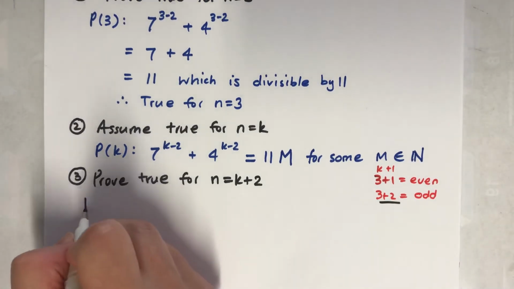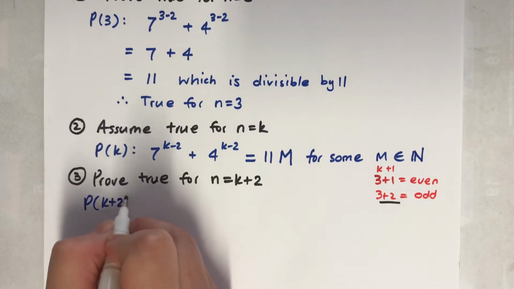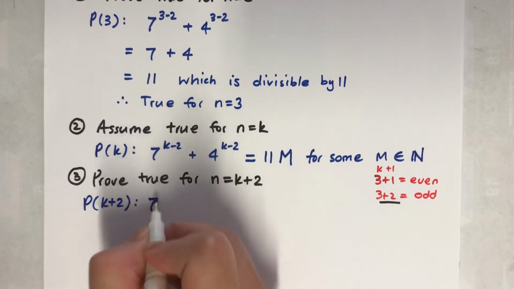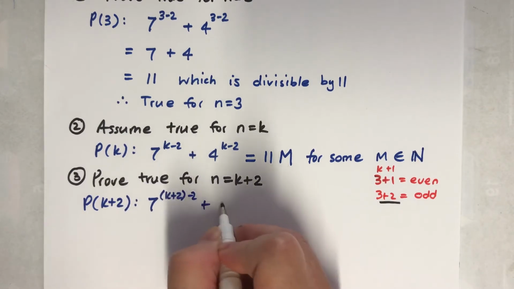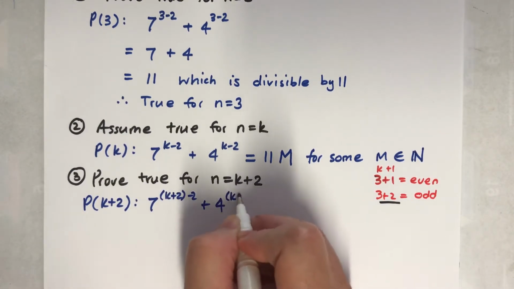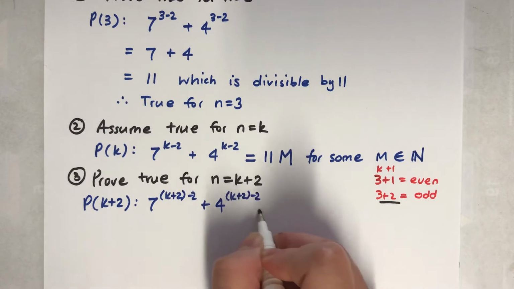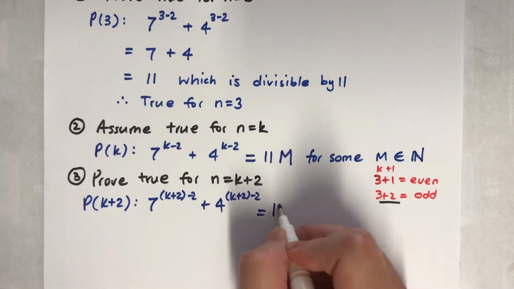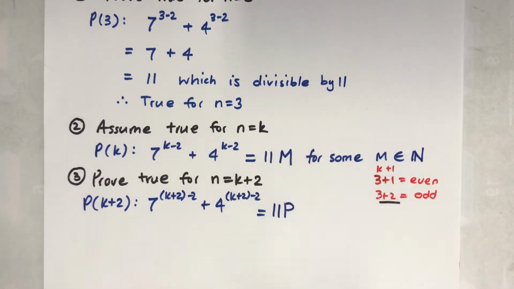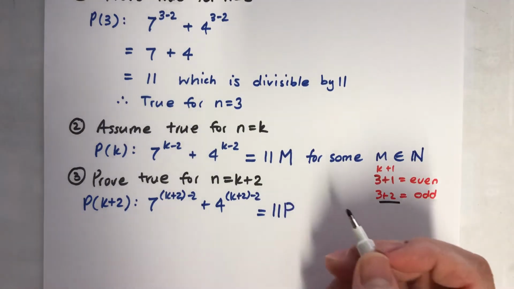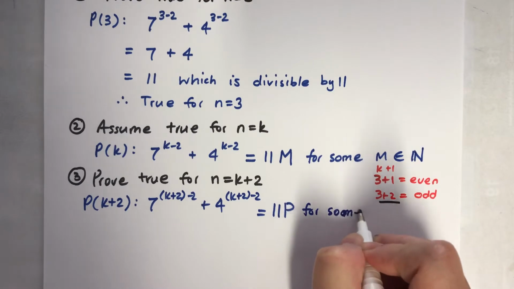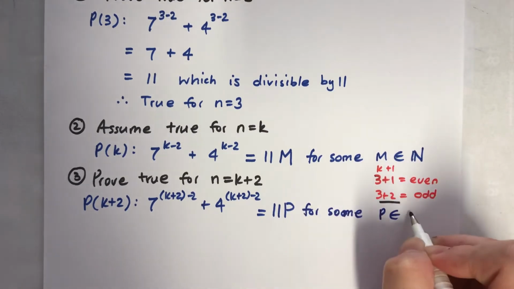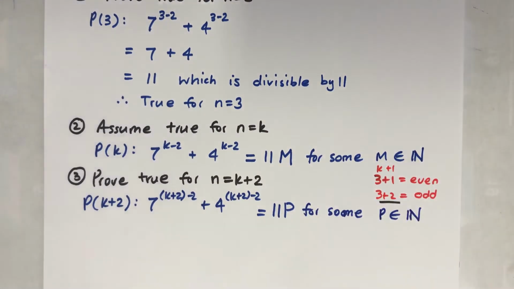So P of k plus 2, instead of k, I'm going to put k plus 2 minus 2 in 7 to the power of k plus 2 minus 2, plus 4 to the power of k plus 2 minus 2, equals, again, same thing happens, 11. I'm going to go with the capital P this time. You can choose any letter. For some P belonging to natural numbers.